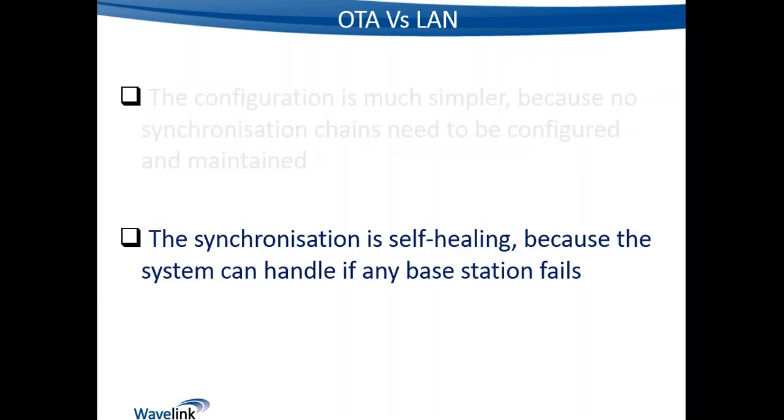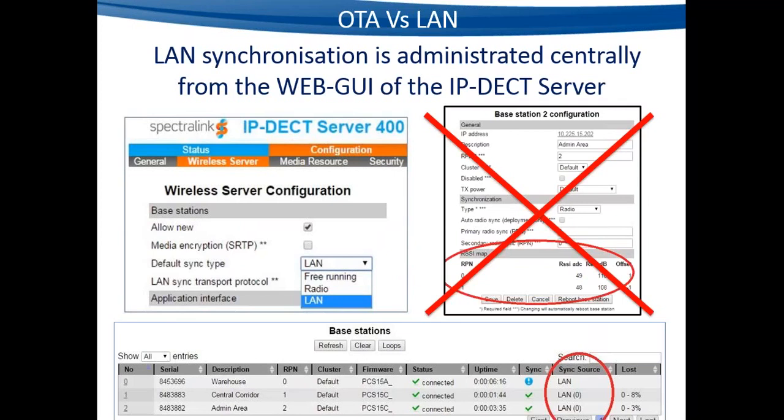Synchronization is self-healing because if a base station does fail, then that doesn't directly impact the synchronization chain. It will impact the area of coverage that it provides, because if it's off the air effectively, then it won't provide a footprint of coverage that users can use to make and receive phone calls, but it only impacts that area of coverage. All the other base stations can keep working and operate as normal.